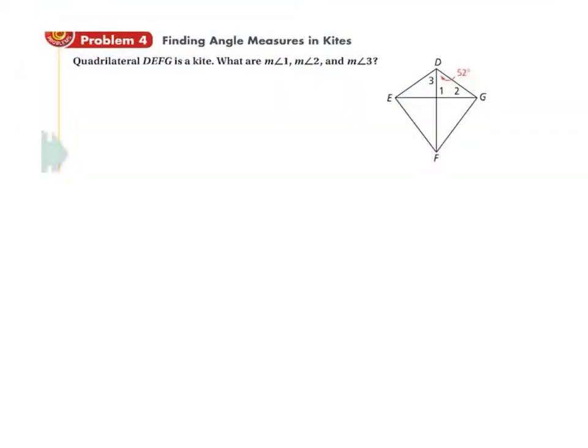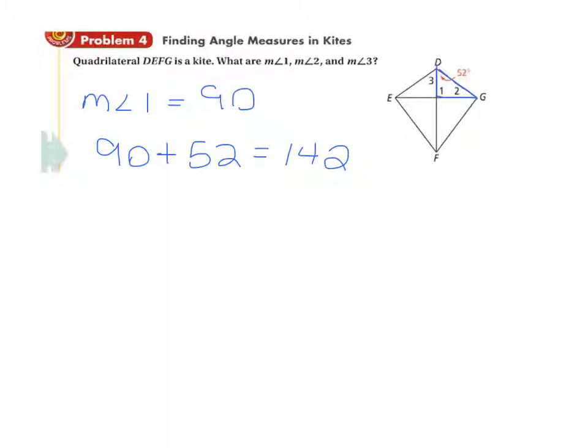All right, quadrilateral DEFG is a kite. What are the measures of angle 1, 2, and 3? Okay, so measure of angle 1 is easy because it's perpendicular, so it has to be 90. Okay, so if we know that's 90, and if we look at just this triangle right here, we've got 90 plus 52, which equals 142, and so all of the sums has to equal 180, so therefore the measure of angle 2 is going to have to be 38.